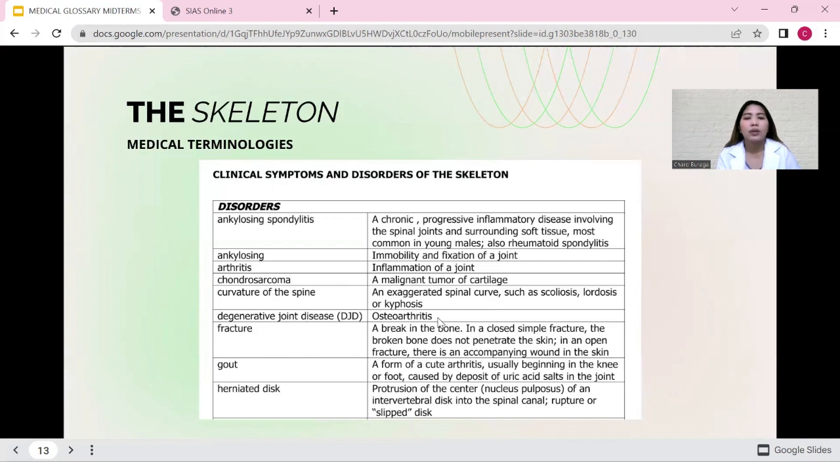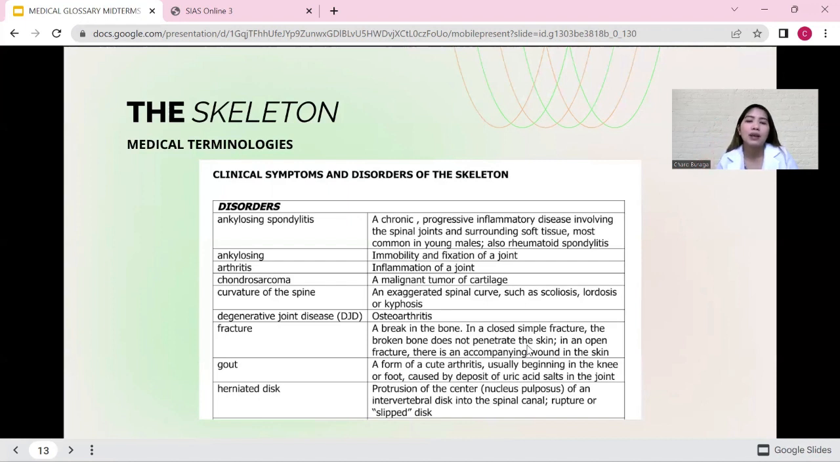The fracture. Fracture is a break in the bone. Pag na-aksidente ka, may fracture. Nalaglag ka, may fracture. In a closed simple fracture, the broken bone does not penetrate the skin. Ibig sabihin, pag closed simple fracture, nabali ang buto mo, pero hindi nagbukas ang skin mo. Doon lang yung bali sa loob. Wala kang sugat sa skin. But in an open fracture, there is an accompanying wound in the skin. Pag open fracture, ibig sabihin na-open yung buto mo, na bali ang buto mo, lumabas siya sa skin, nag-breakthrough sa skin. That is open fracture.